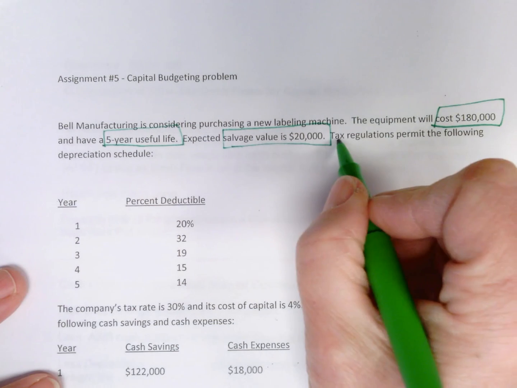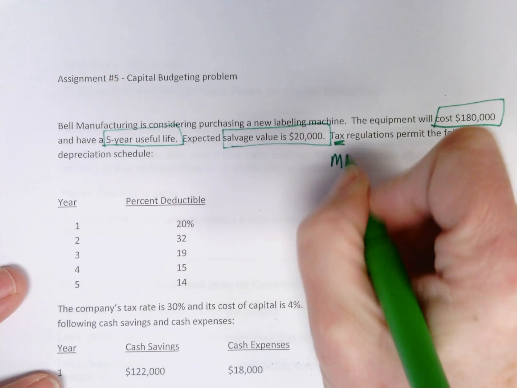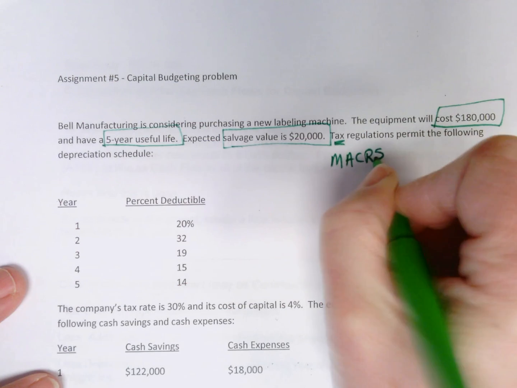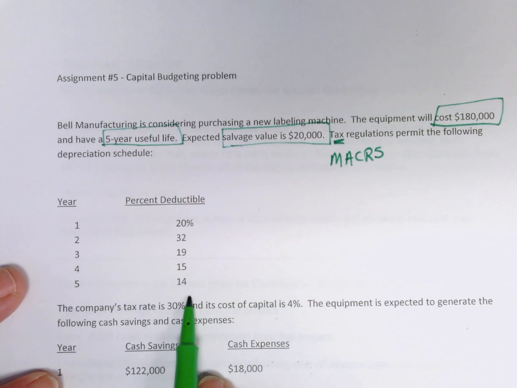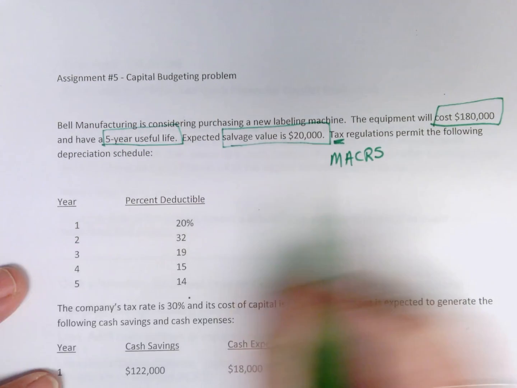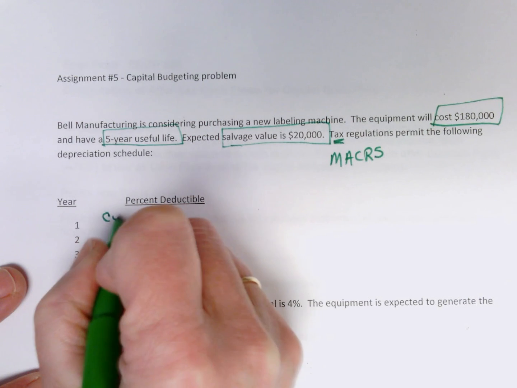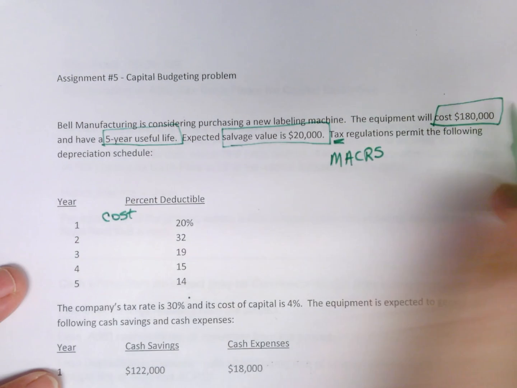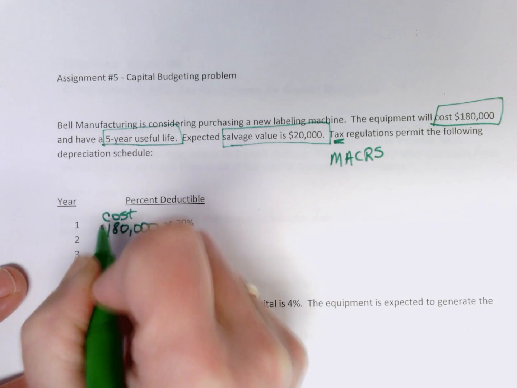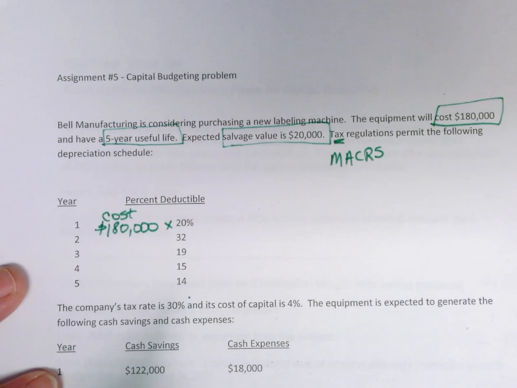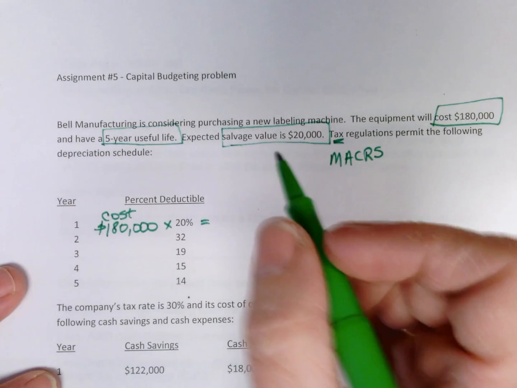Oh, there's a key word, tax regulations. So I'm thinking that's the modified ACRS method because it's the tax regulations. And here's a percent deductible. So I know that under the modified ACRS, I simply take the asset cost here, $180,000, and multiply it by the appropriate percentage to get depreciation expense for each and every year.